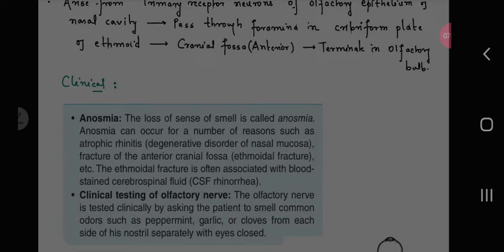Clinical testing of the olfactory nerve. The olfactory nerve is tested clinically by asking the patient to smell common odors such as peppermint, garlic, or cloves from each side of the nostril separately with eyes closed.